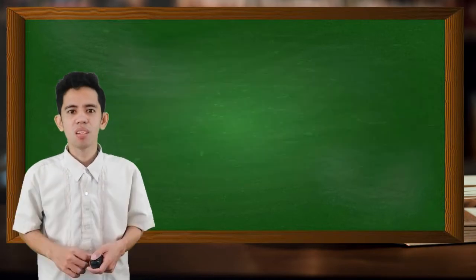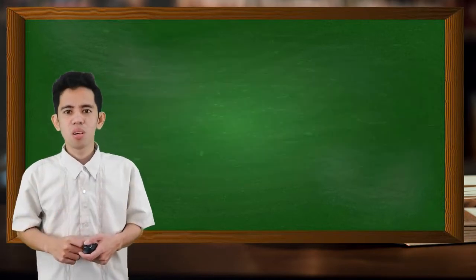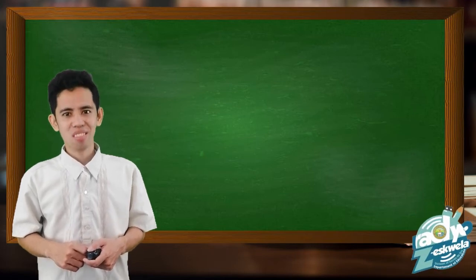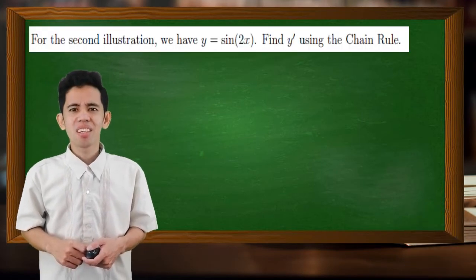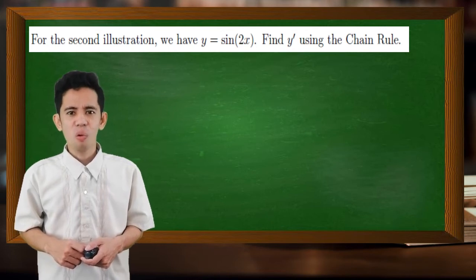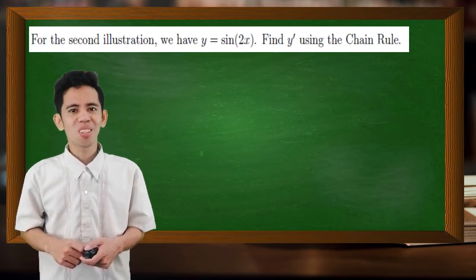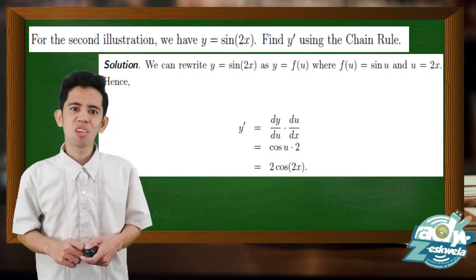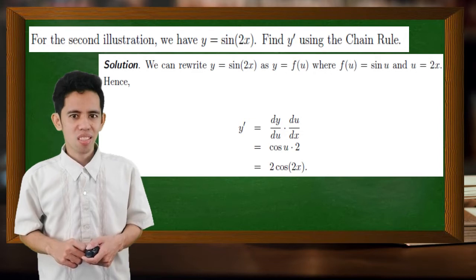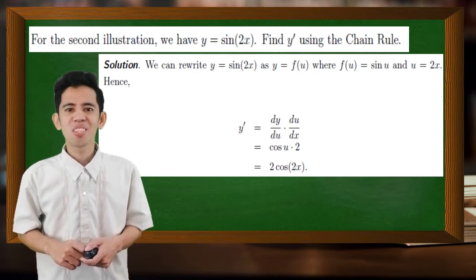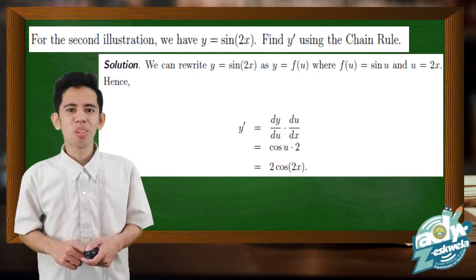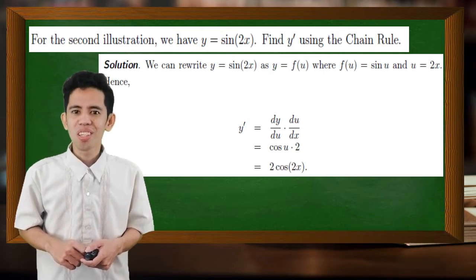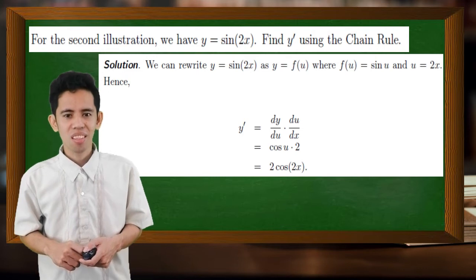Very good. For the second example, we have y is equal to sine 2x. Find the derivative of y using the chain rule. We can write y is equal to sine 2x as y is equal to f of u, where f of u is equal to sine u, and u is equal to 2x.